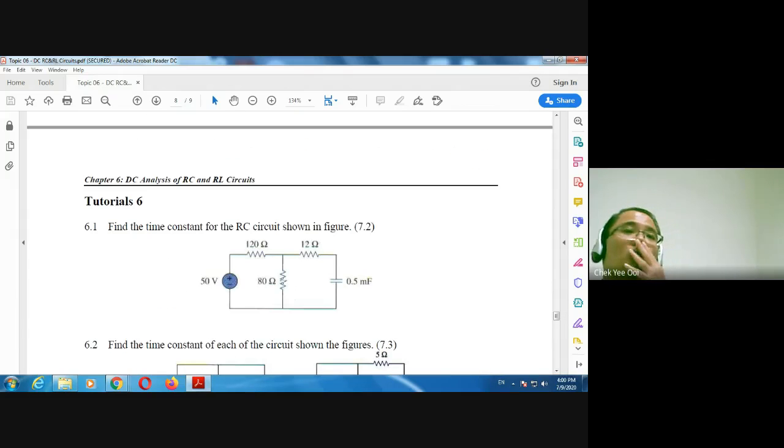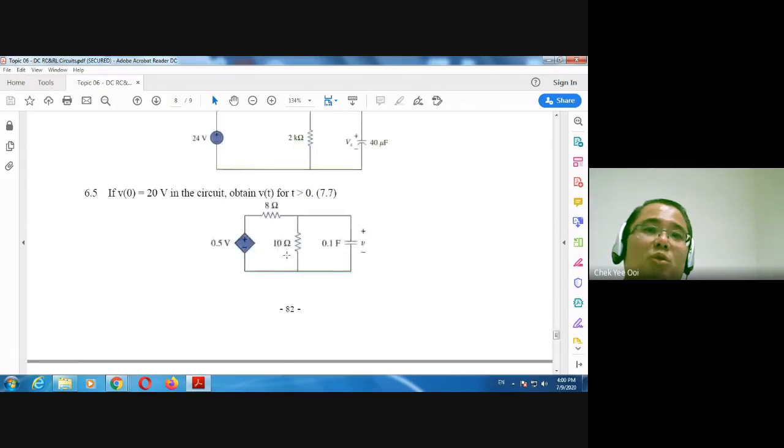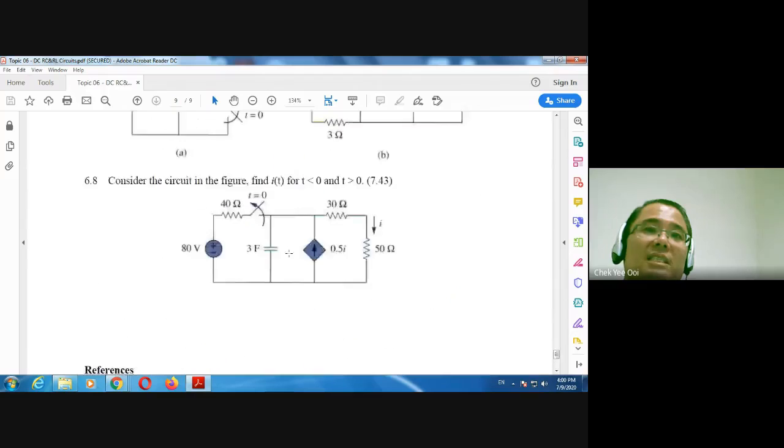Then we go to tutorial 6. After finishing this one, we will go to tutorial 6, and we will cover tutorial 6 in the tutorial session.